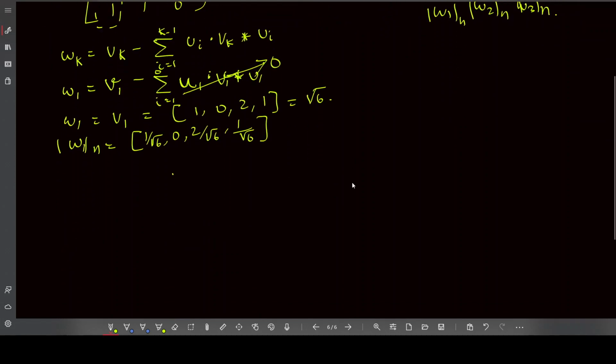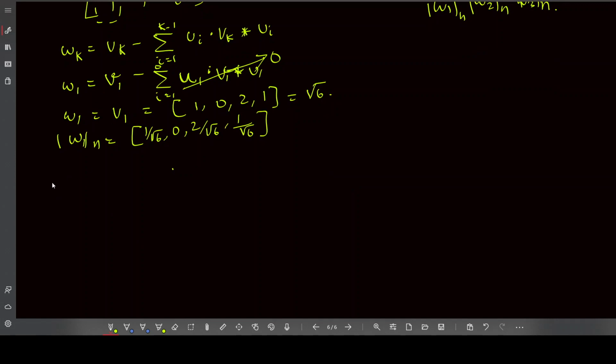Now I have to find W2 using the same formula. W2 is basically equal to V2 minus sigma i equals 1 to 2 minus 1, because look, k over here is 2, right? This is the main formula.